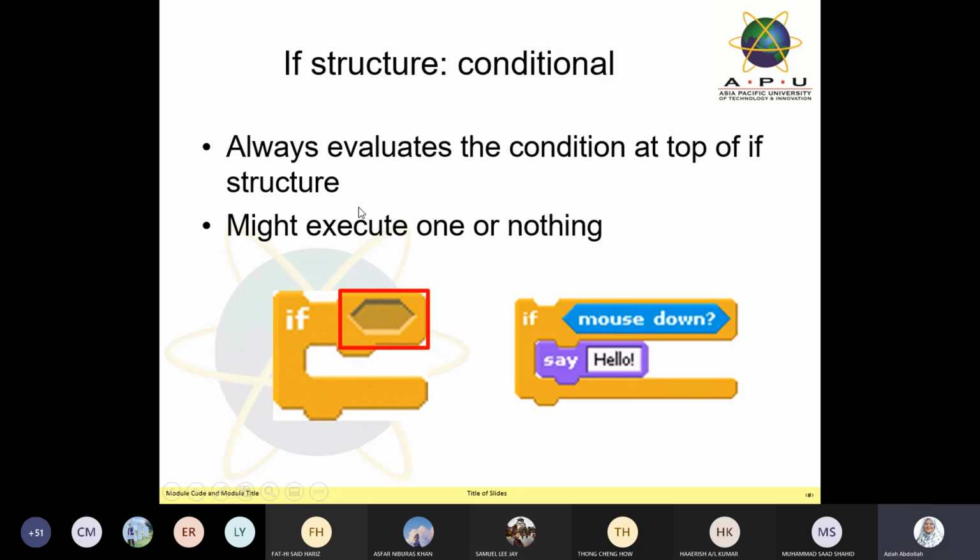Okay, so this is the if structure in more detail. Always evaluate the condition at the top of the if structure. It might execute one thing or nothing. So if we have this, if mouse down, when you click your mouse, they will say hello. When you didn't click your mouse, they will not say anything, stop, doing nothing.